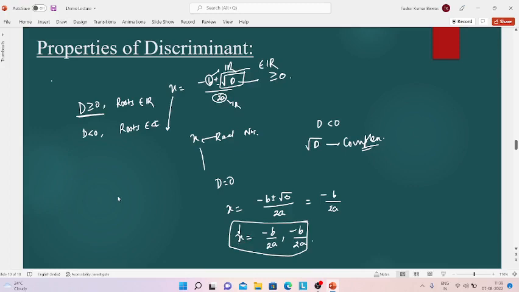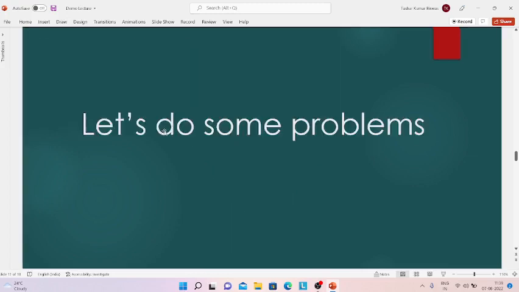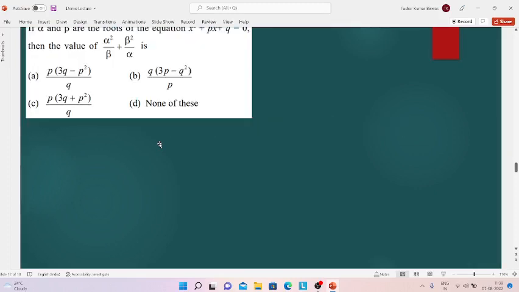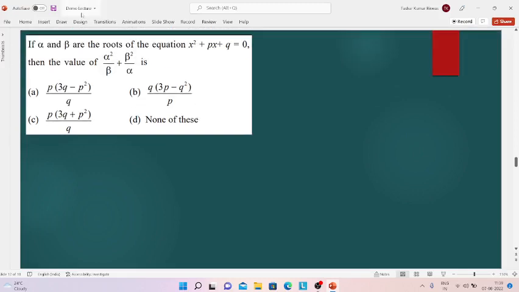Okay, so you can understand that if d is greater than or equal to 0, then the roots will be real. If d is less than 0, then the roots will be complex. Okay, so let's do some problems related to these topics so that you can shape your mind on how we can solve some examples related to this topic, right?